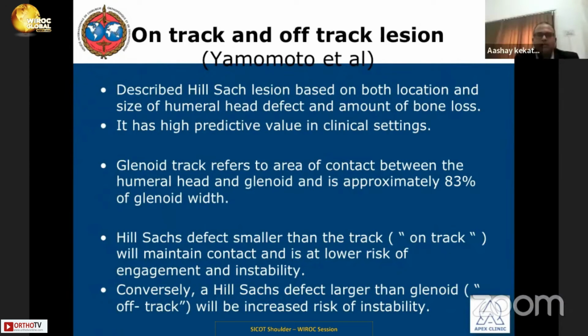So, Professor Yamamoto described the on-track and the off-track lesion based on the location and size of the humeral defect and the amount of bone loss. It has a very high predictive value in clinical settings, determining the type of surgery that will be needed. If it is more than 19 to 20%, we have to do a bony procedure to supplement the loss of glenoid. If it is less than that, a soft tissue procedure with a remplissage will help.